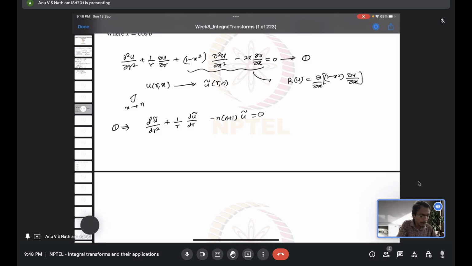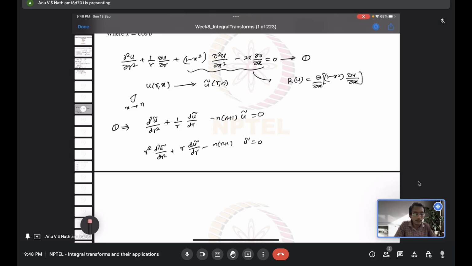If you multiply throughout by r square, the equation is still valid, remember, when r is not equal to 0. You will get something like this: r square d square u tilde by dr square plus 2r into du tilde by dr minus n into n plus 1 r square u tilde equal to 0. A similar equation is solved in the lecture videos as well, where the equation was slightly different. You don't have this r square there, so that's just a constant n into n plus 1.